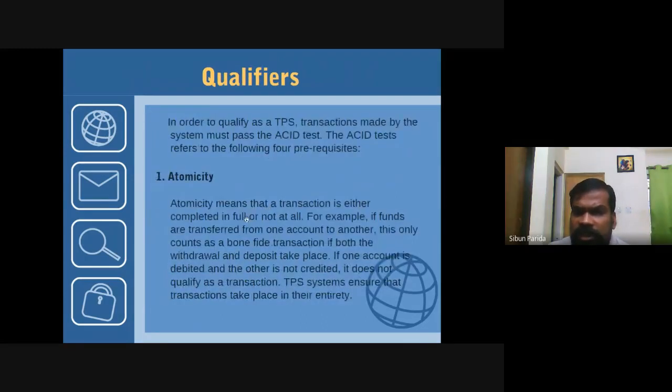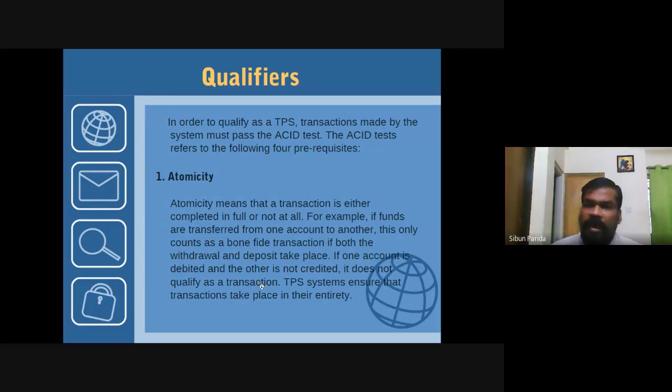What is atomicity? Atomicity means the transaction is either completed or not completed. If it is in between, that is not atomicity. If it has started and is in between, that is not atomicity. For example, if funds are transferred from one account to another, this only counts as a bona fide transaction if both the withdrawal and the deposit take place. If one account is debited and the other account is not credited, it does not qualify as a transaction.